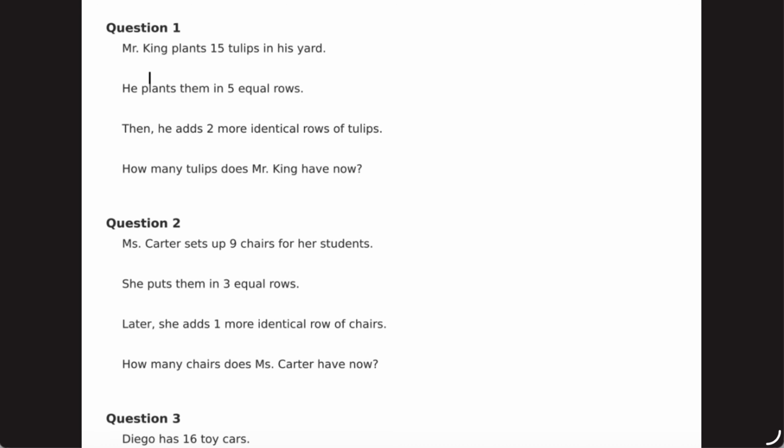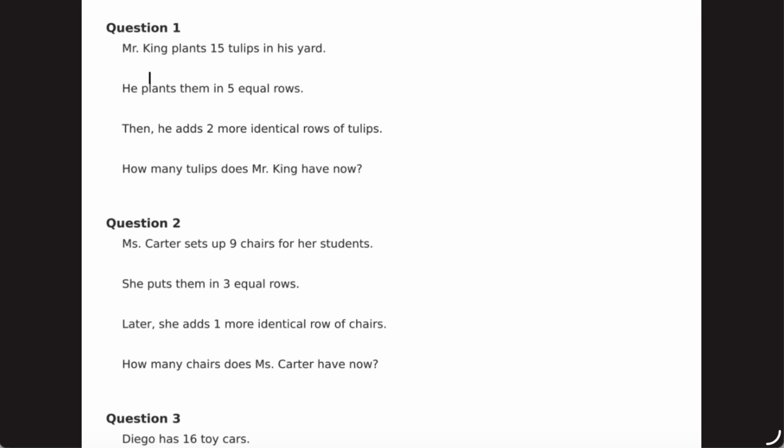Hello class, today we're going to review our concept of distributive property and decomposing arrays, okay? So we're going to start with some simple two-step word problems here, and we're going to model them or represent them using an array, and then we are going to make a distributive property equation and see how we can get the same answer from that. Okay, so let's look at question 1.